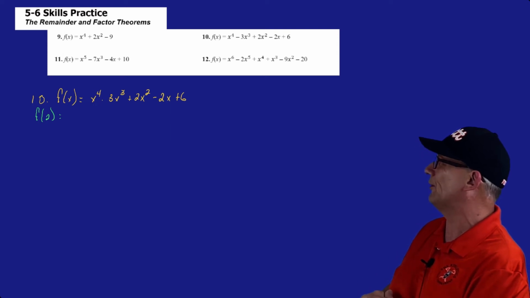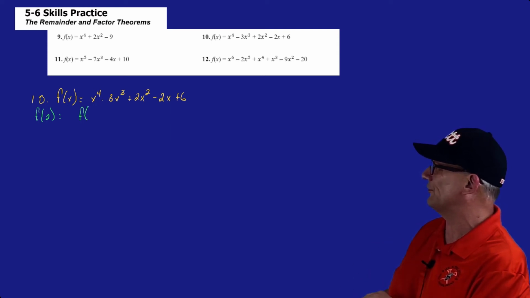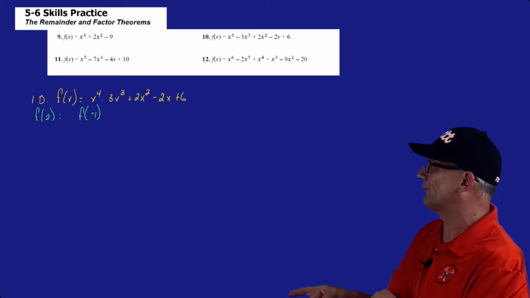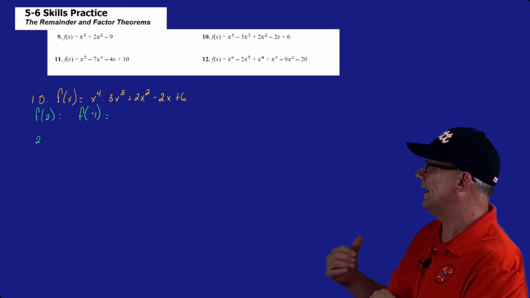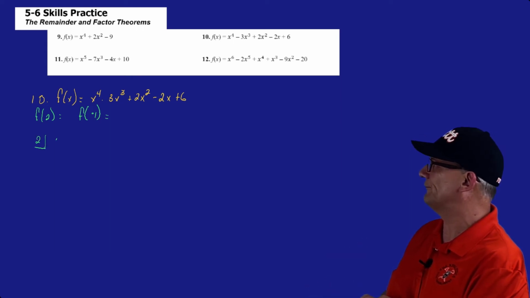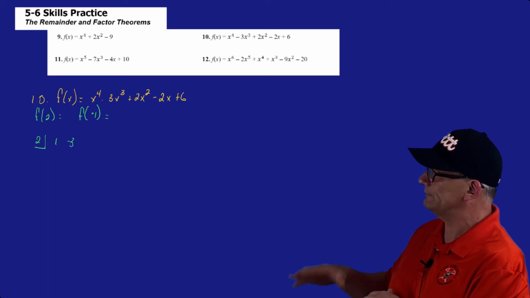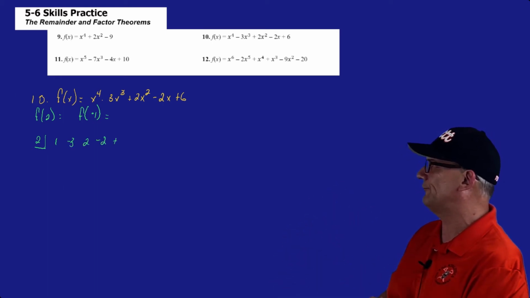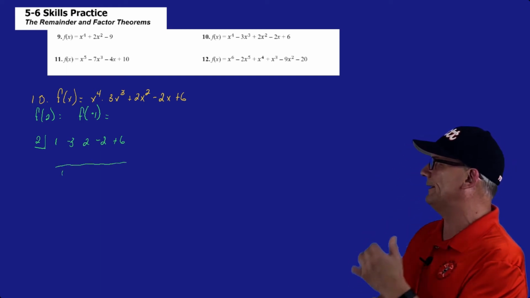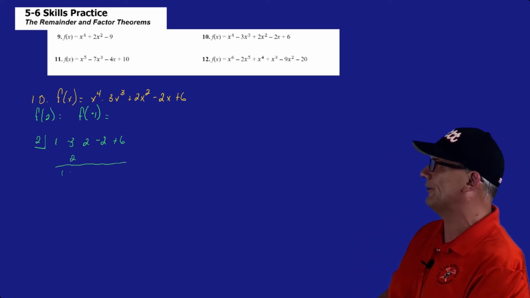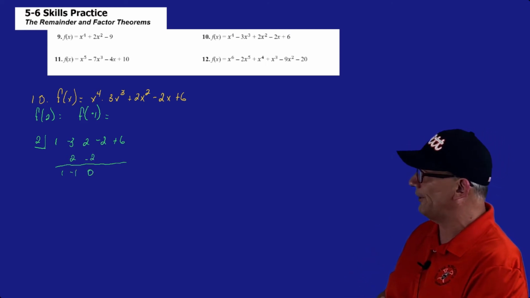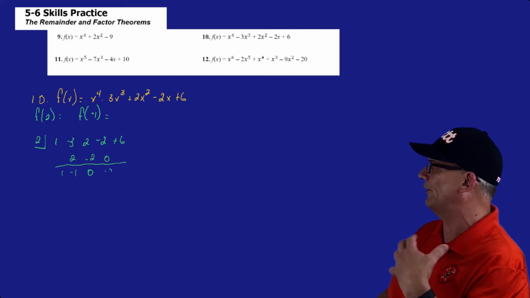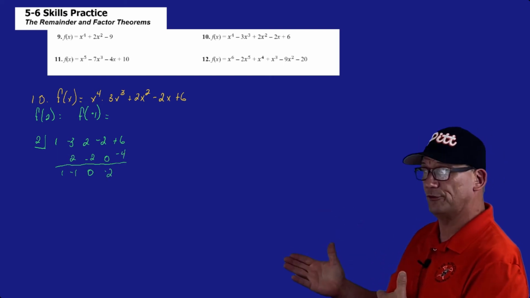All right, so we're going to start with 2. Our coefficients are going to be 1, negative 3, 2, negative 2, and positive 6. Now draw a line, bring down the 1. 2 times 1 is 2. Add them together, you get negative 1. Multiply that, you get negative 2. Add them together, you get 0. Then 0 times 2 is 0, negative 2 and 0 gives negative 2, times 2 is negative 4, and 6 plus negative 4 gives positive 2. So f of 2 equals 2.